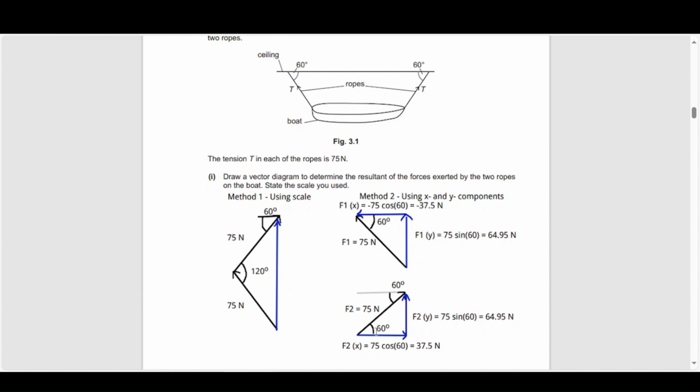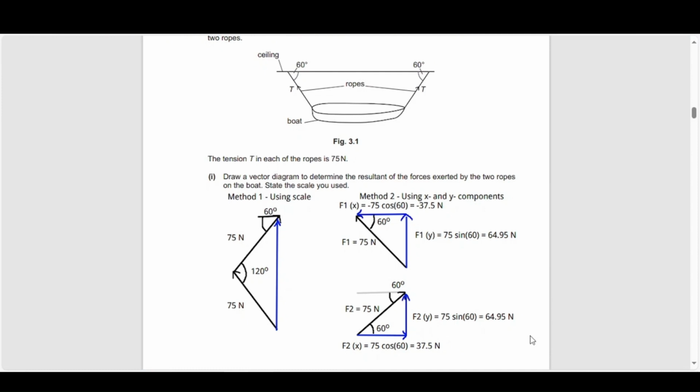value. And doing the same for F2, where again the opposite can be found using the sine ratio, and that gives you a value of 65 newtons. And the horizontal, essentially the opposite being the vertical component, the adjacent being the horizontal component, can be found using the cosine ratio, and that's 37.5 newtons. But that's a positive value because it's acting from the left to the right.